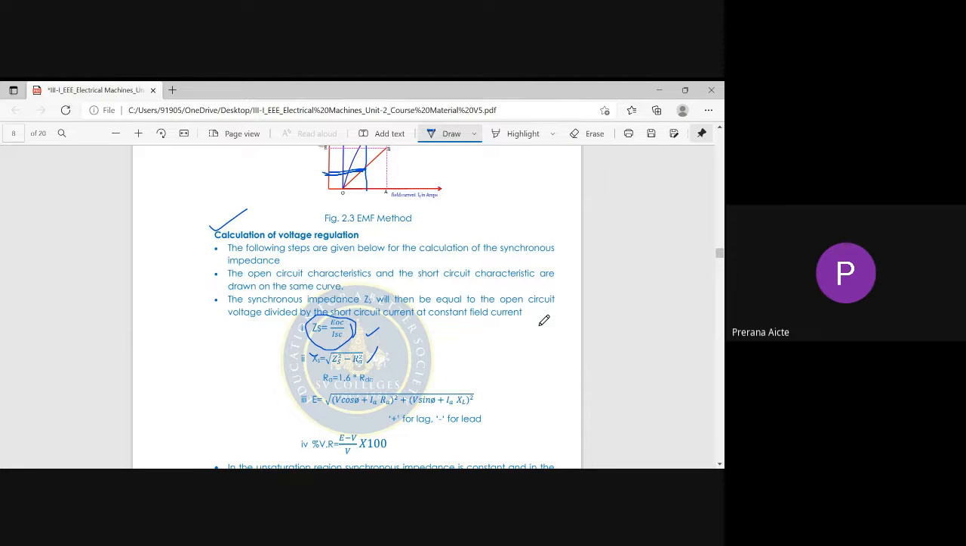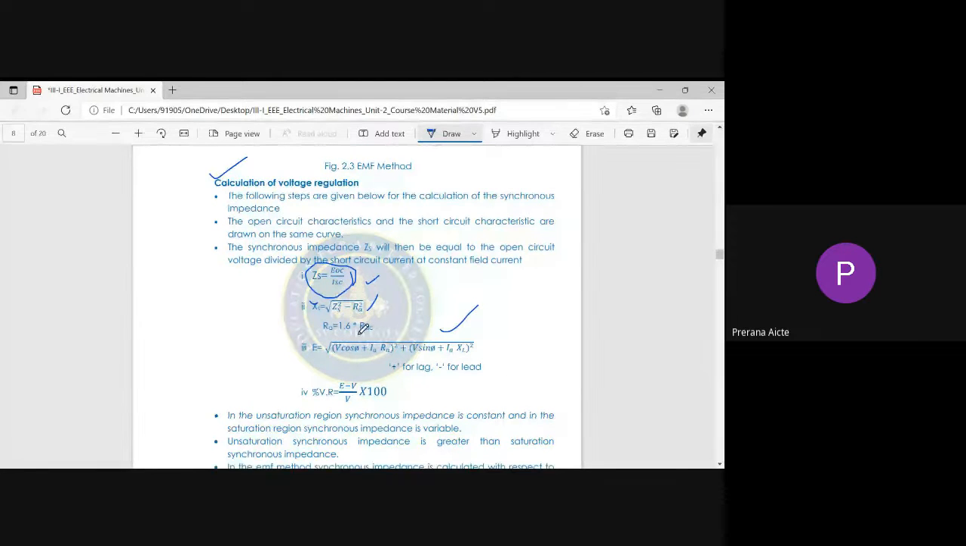Z square minus RA square. Once we get the XS value, the synchronous reactance, then by using this formula, V phase cos phi plus I RA whole square plus V phase sin phi plus I A XS whole square, where we take plus for lagging load and minus for leading load. Already we know the rated voltage, the power factor, and the rated current of the alternator. By conducting the stator resistance test, we measure the armature resistance.